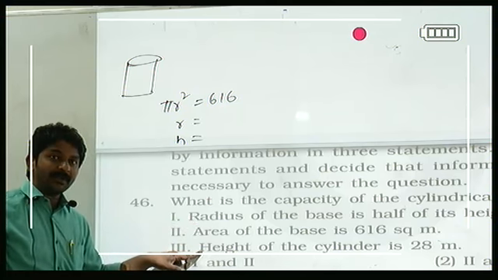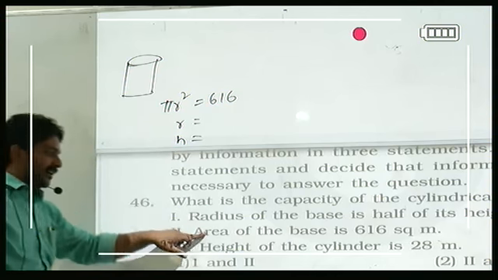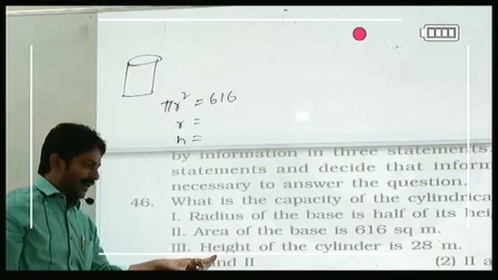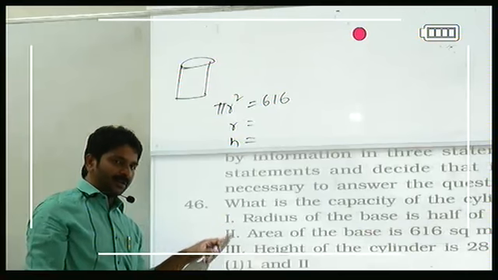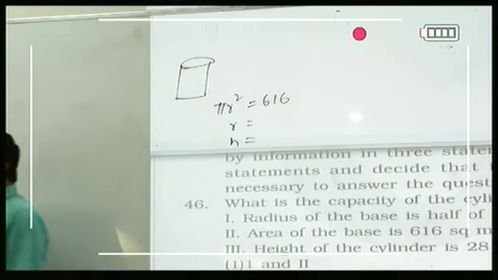2 and 3? Yes. Using the second one, you know the radius, and the height is there in the third. So 1 and 2 will give you the answer, 1 and 3 will give you the answer, 2 and 3 will give you the answer. Any two are required. Any two are necessary to answer the question.